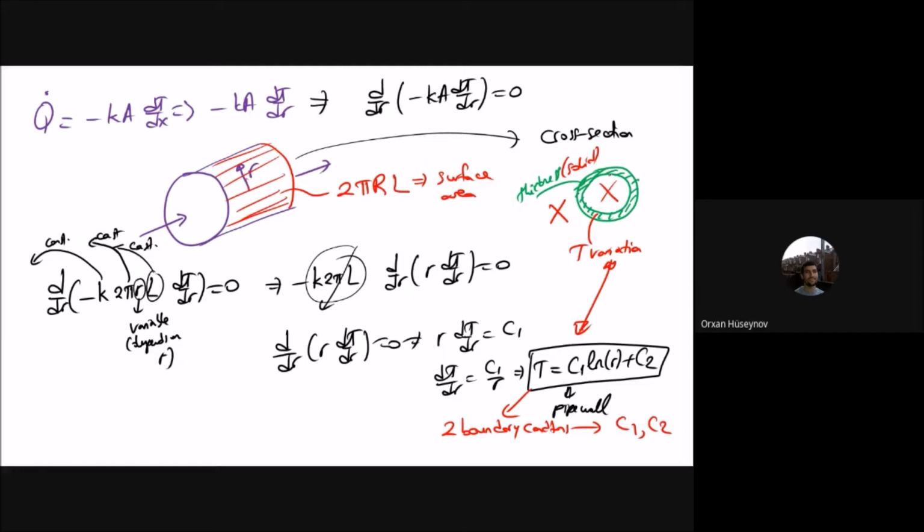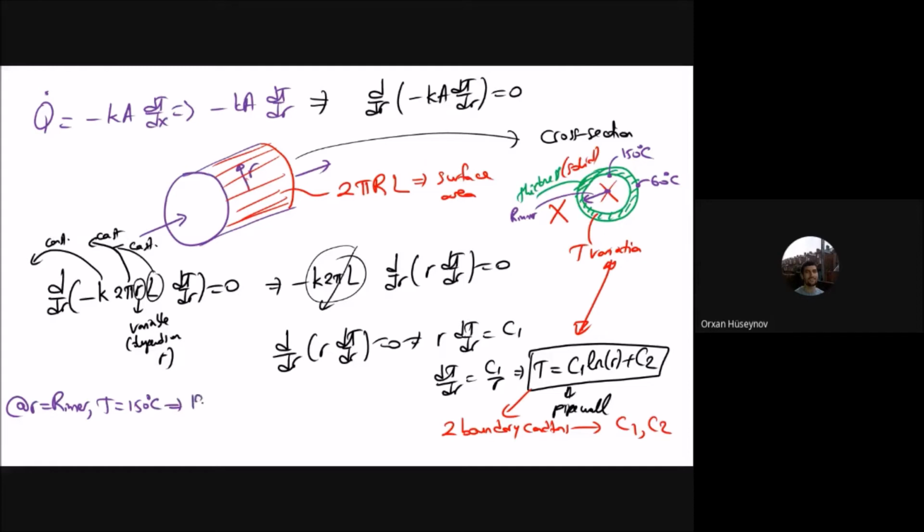So the question says that where the pipe thickness starts, the temperature is 150 degrees Celsius, and here you have 60 degrees Celsius. I will just replace the values here and define the constants C1 and C2. Now let's do it. At R inner, which is the inner radius measured from the center, the temperature is 150 degrees Celsius.